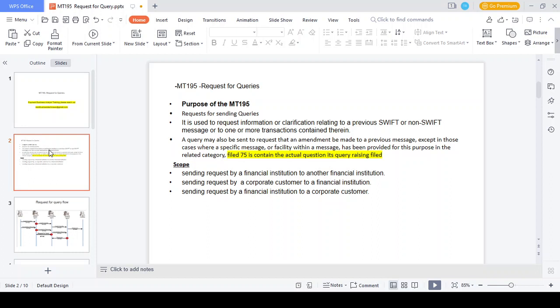What is the scope of the message? It is transferred from one financial institution to another financial institution. Suppose the sender raises a query, for example, whether I provided the correct beneficiary account number in my transaction or not. The query moves to the sending correspondent, receiver correspondent, intermediary, account with institution, beneficiary, like that. It moves from one financial institution to another. Either the sender is a corporate customer who needs to inquire about the transaction, which is corporate customer to financial institution, or otherwise one financial institution to a corporate customer. All the combinations can come. Whatever query is raised, all the queries come through MT195.